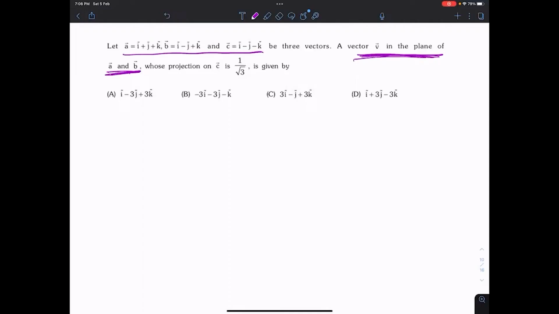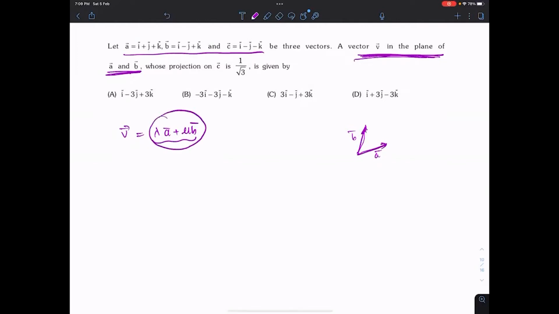How will you take a general vector which is in the plane of A bar and B bar? Actually, you should take lambda A bar plus mu B bar. Whenever you do a linear combination of two vectors in a plane, it will always be in that plane. Let's say on whatever screen you are watching, two vectors are there. If you do any linear combination, like 5A bar plus 7B bar, that will also be in that screen only. It won't come outside the screen. It will be in the plane.